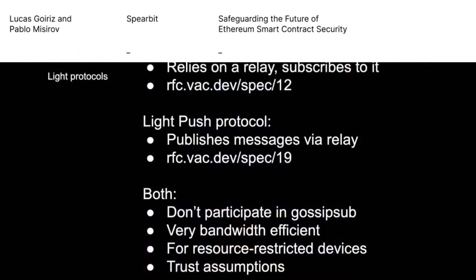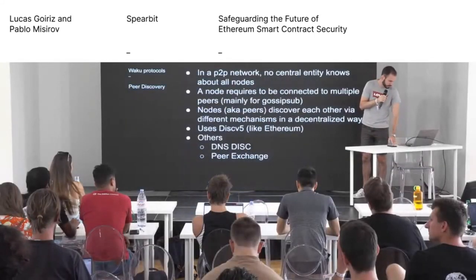Of course, there is some trust involved, but you can always use several nodes if you don't want to rely on only one. So yeah, they don't participate in GossipSub. They are very bandwidth efficient because you don't have to run relay, right? So you will not consume much bandwidth, and yeah, there are some trust assumptions.